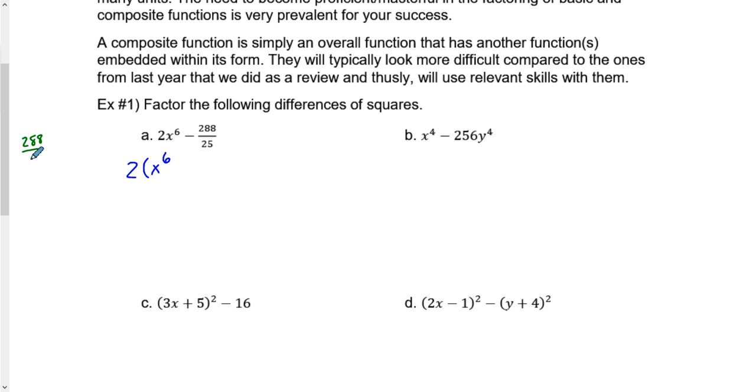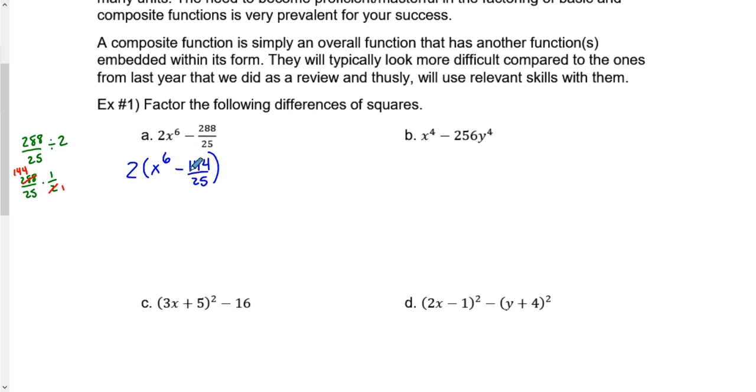well, factoring is like a division. So dividing by 2 actually means that we'll just be multiplying by the reciprocal. And because we are now multiplying, we can reduce. 2 goes into 2 once, and 2 goes into 288 144 times. Which means when we factor a 2 out of this fraction, we'd be left with 144 over 25.